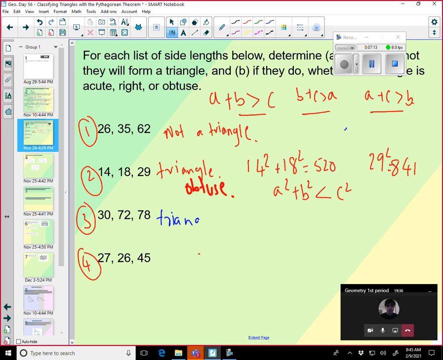So first step is we know it's a triangle. The next step is to check what kind of triangle it is. So we will start with the largest side squared. 78 squared equals, what we are going to see, is 30 squared plus 72 squared. Okay, we will just simplify that, and in the calculator 78 squared, if I do, I get 6084.